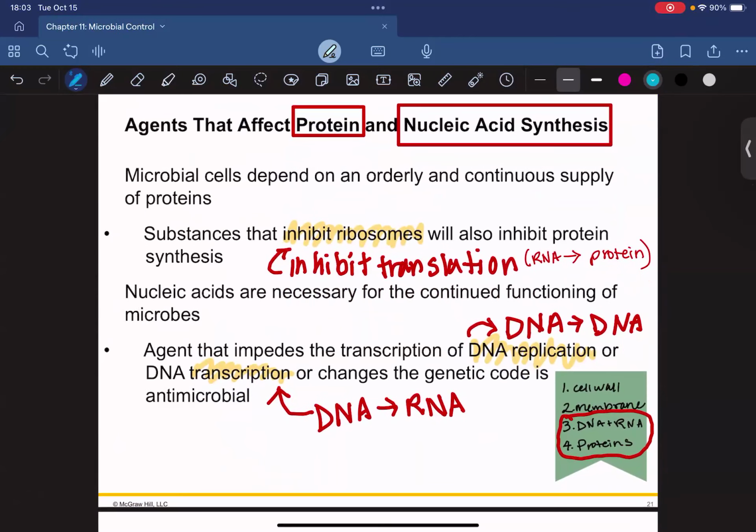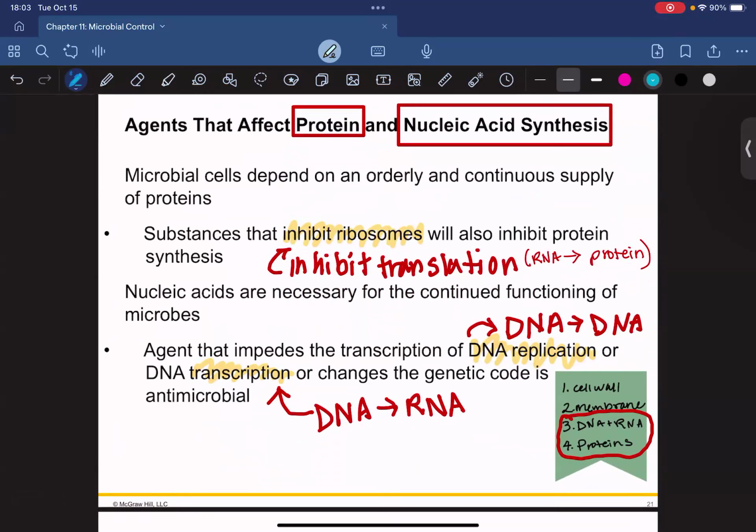All right, next we have the ones that can affect nucleic acid synthesis and proteins. We're looking at inhibiting proteins. We can inhibit the actual manufacturing of proteins by stopping the ribosomes. That's a pretty common one for our antibiotics when we talk about those in the next chapter. We can stop the ribosomes to inhibit translation. There's another way we can deal with the proteins, which we'll get to in the next slide.